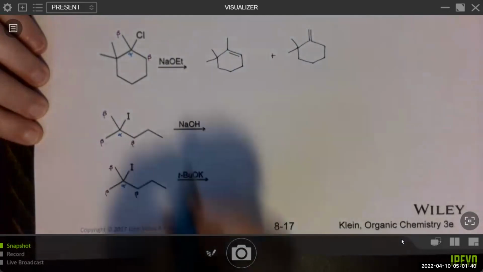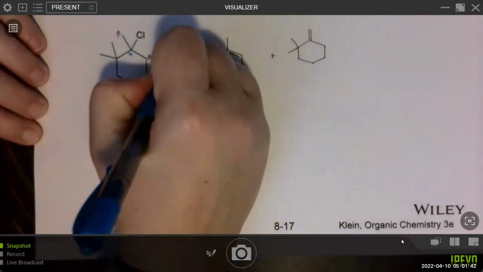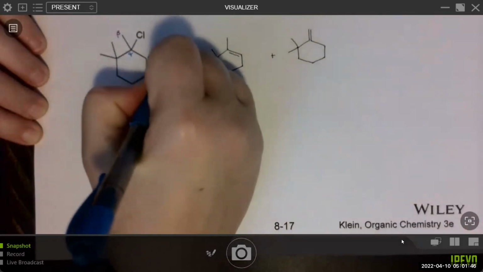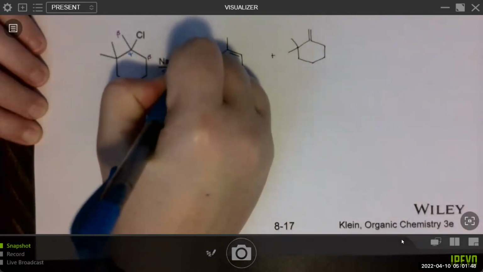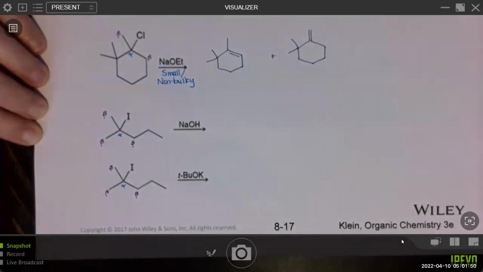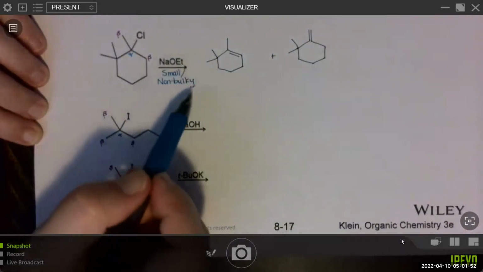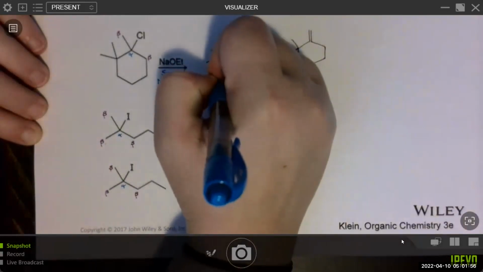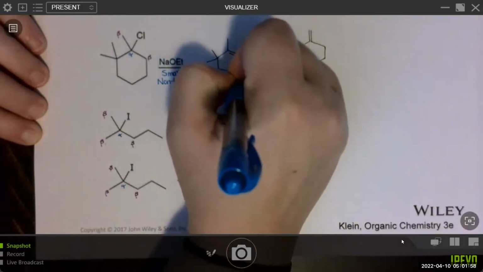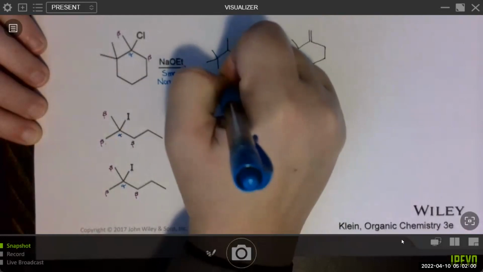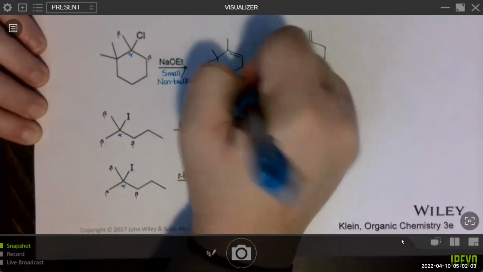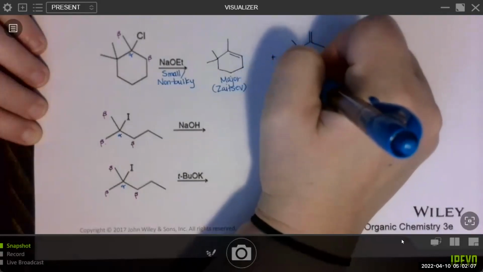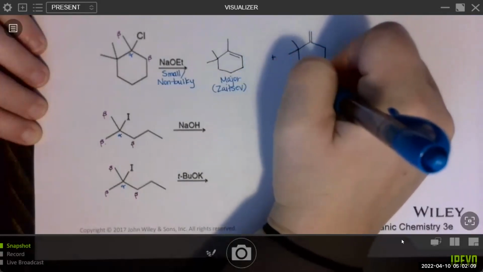But this is what we call a small, or non-bulky, strong base. And so if you're using a small or non-bulky strong base, the major product will be the Zaitsev product, which means that the minor product is the Hofmann product.